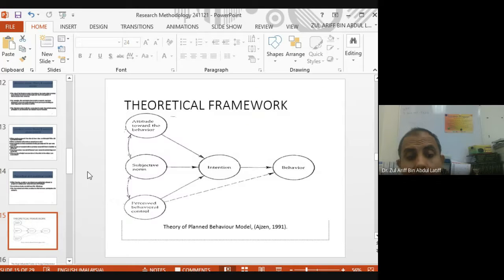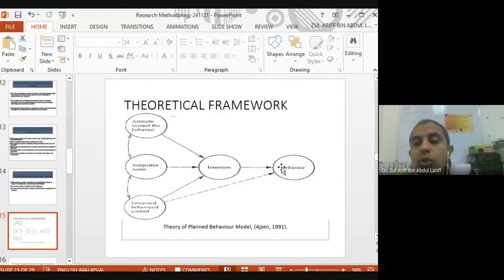So this is an example of the TPB. This is what we call the IV, the independent variables, and this is the DV. So what is this? Why do we have this? This is a mediator. So before we reach this, we have to go here, and then the intention we put.